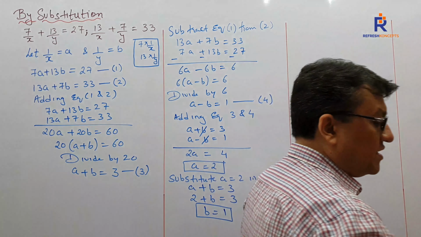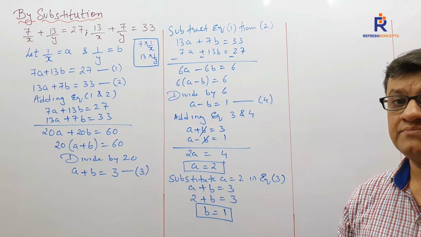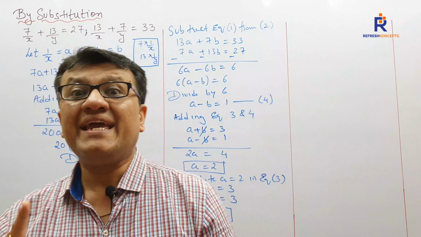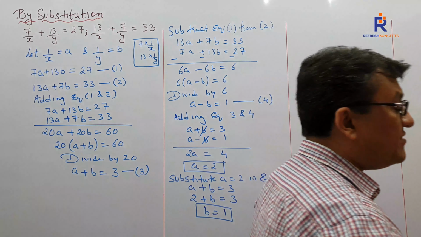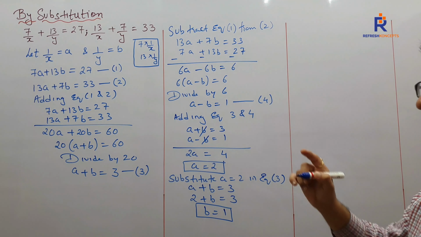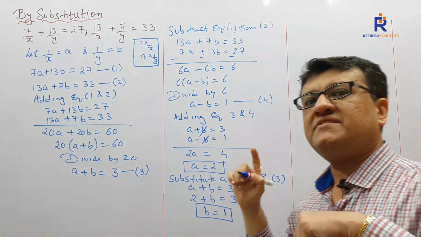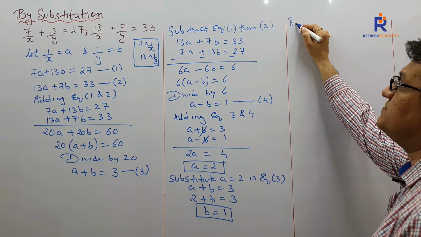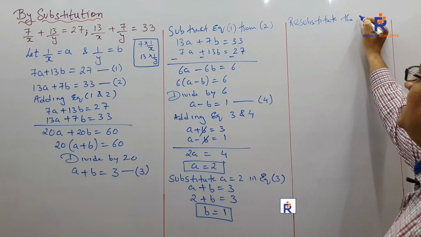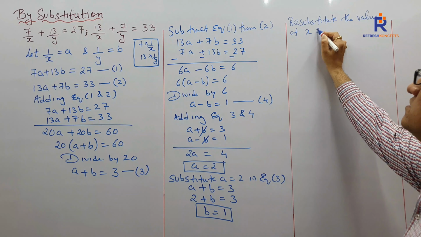Now those who feel that we are done with the sum, no, we are not done with the sum. Why? Because our question was talking in terms of x and y. The variables were x and y. And what answer did we get right now? a and b. So we are not done with it. What had we done? We had gone for substitute. Let means substitute. We have to resubstitute it. Time for resubstitution has come. Resubstitute the value of x and y.